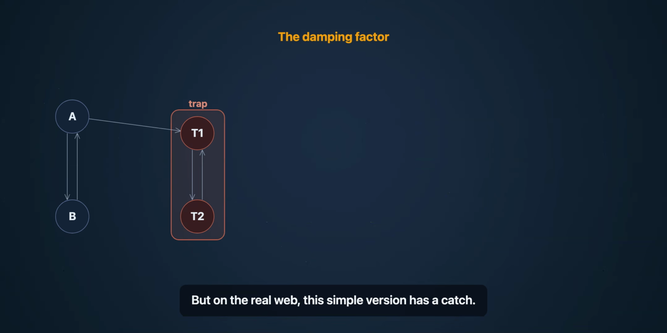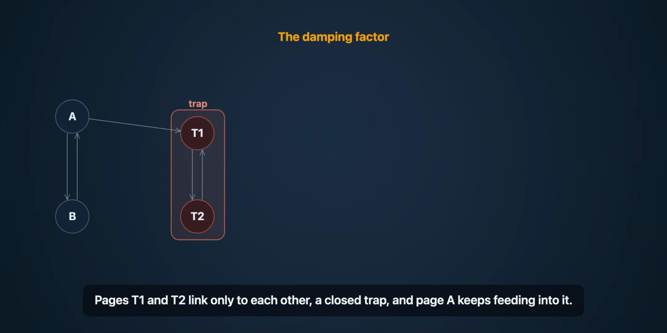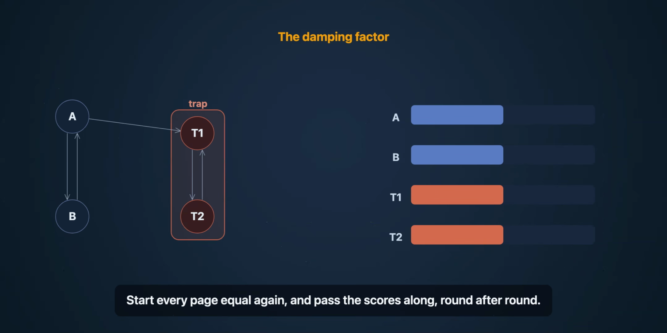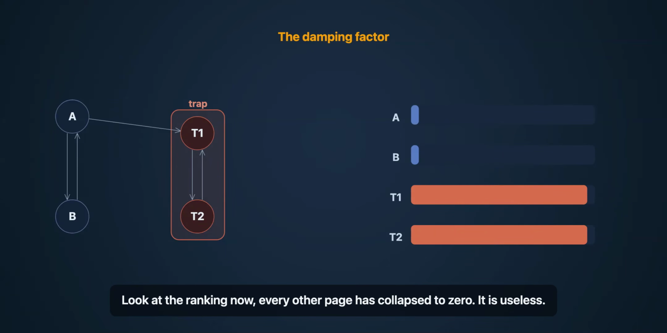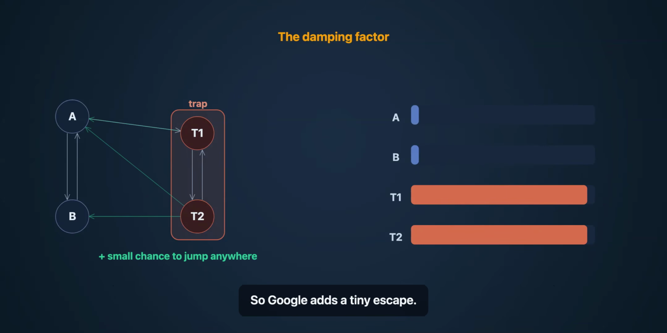Here's the same idea, but watch one bad spot break it. Pages T1 and T2 link only to each other, a closed trap, and page A keeps feeding into it. Start every page equal again and pass the scores along round after round. But the surfer who wanders into the trap can never get out, so every bit of importance drains into T1 and T2. Look at the ranking now. Every other page has collapsed to 0. It is useless. So Google adds a tiny escape.